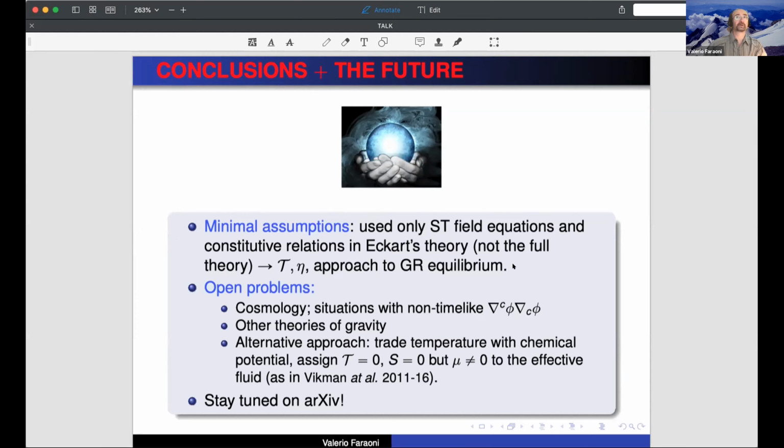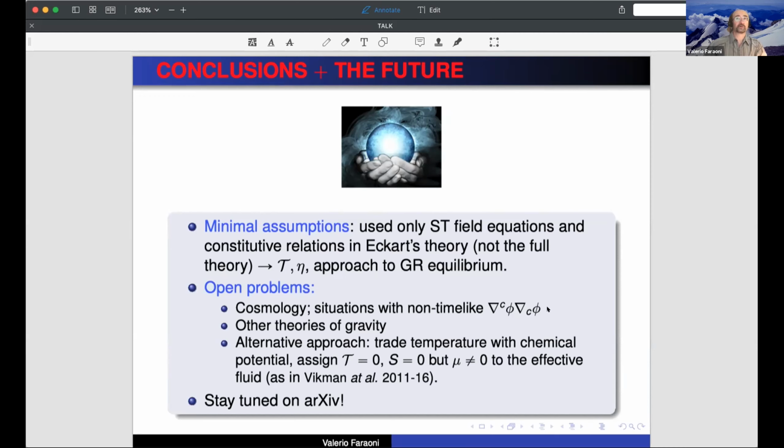So we got an expression for the temperature and for the bulk viscosity of these theories of gravity, if you want. There are several open problems. We are just at the beginning of looking at this formalism, this approach. So one open problem is cosmology, because of spatial isotropy and homogeneity, you cannot have a spatial heat flux density, you cannot have anisotropic stresses in Friedmann-Robertson-Walker cosmology. So this is something that we cannot discuss with our approach, because we get a perfect fluid instead of a dissipative fluid. So the dissipation is not there.